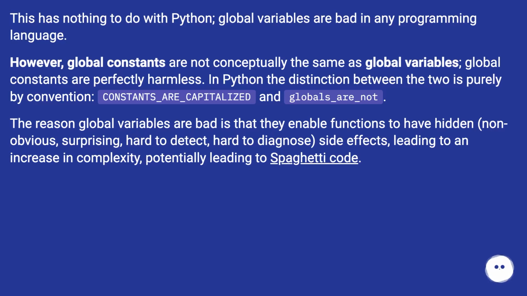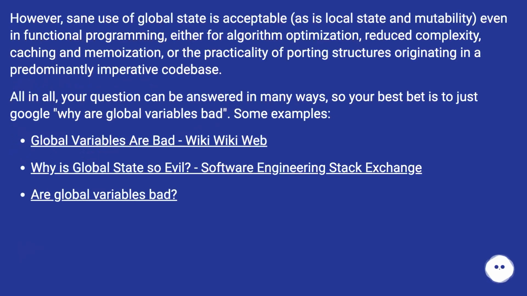The reason global variables are bad is that they enable functions to have hidden, non-obvious, surprising, hard to detect, hard to diagnose side effects, leading to an increase in complexity, potentially leading to spaghetti code. However, sane use of global state is acceptable, as is local state and mutability, even in functional programming, either for algorithm optimization, reduced complexity, caching and memoization, or the practicality of porting structures originating in a predominantly imperative code base.